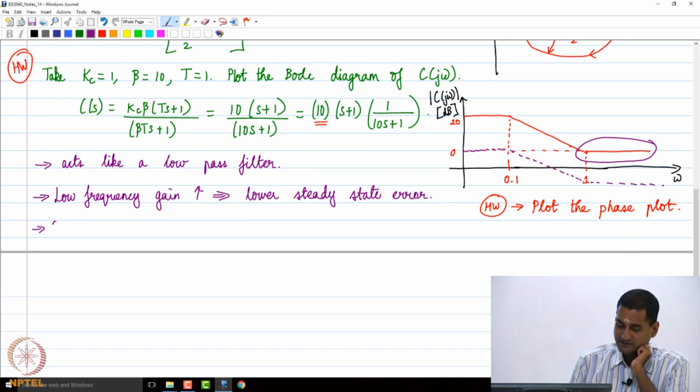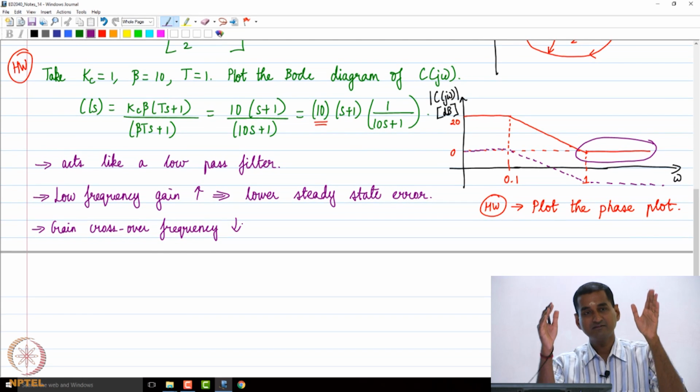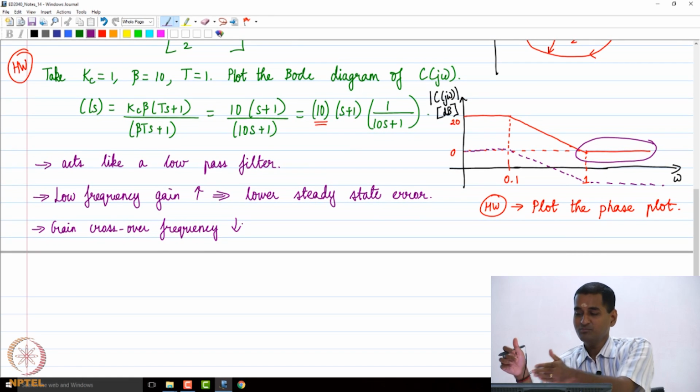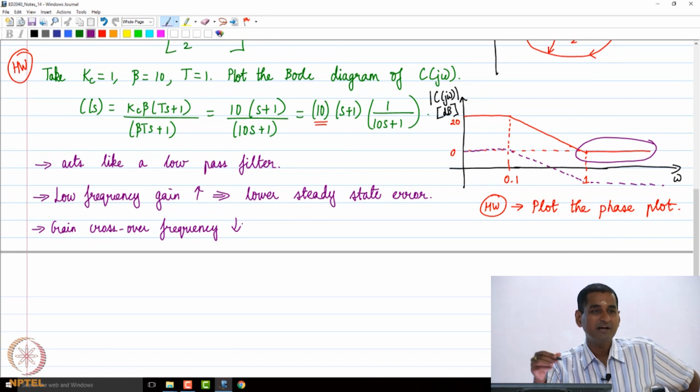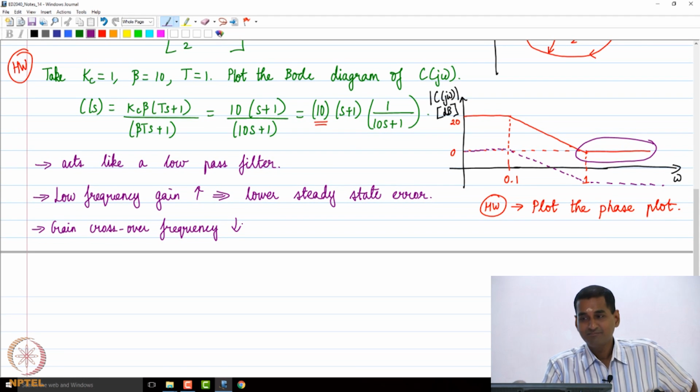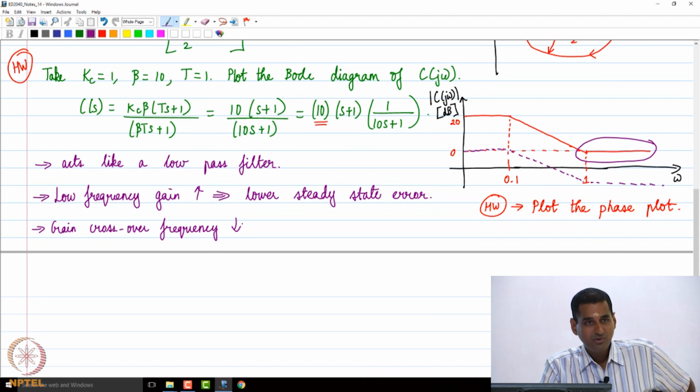So, you immediately see that the gain crossover frequency, would it decrease or increase? It will decrease, right, because what is the gain crossover frequency? It is the frequency at which the magnitude of the open loop transfer function is 1, right. Now, I am pushing it down, right. So, I am multiplying the plant transfer function by a transfer function whose magnitude characteristics are becoming lower, right, in this frequency range, lower than 1 in this frequency range.